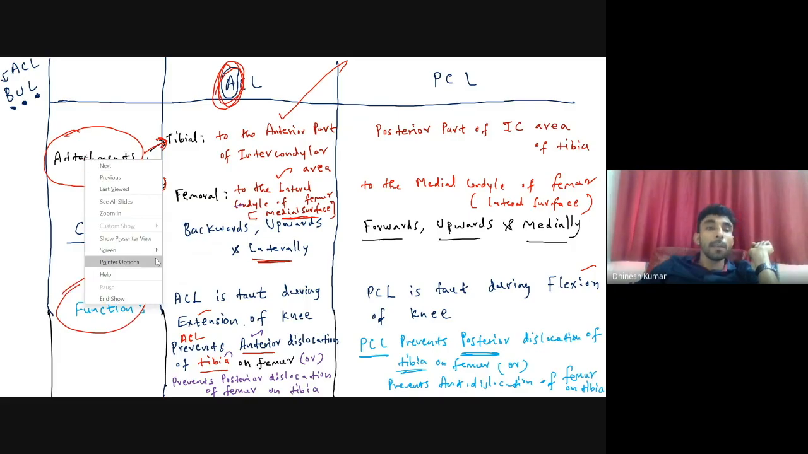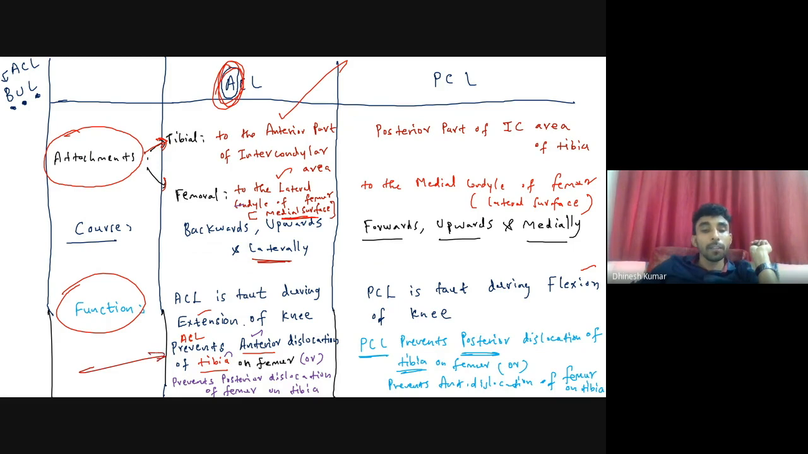Another possible sub question I have told you is the function of the ACL. What is the function of ACL? Just remember this one line: ACL prevents the anterior dislocation of the tibia on the femur. Take care of this one point. When the femur bone is fixed, that time this ACL will prevent the anterior dislocation of the tibia. So take care of the attachment and the function of ACL.